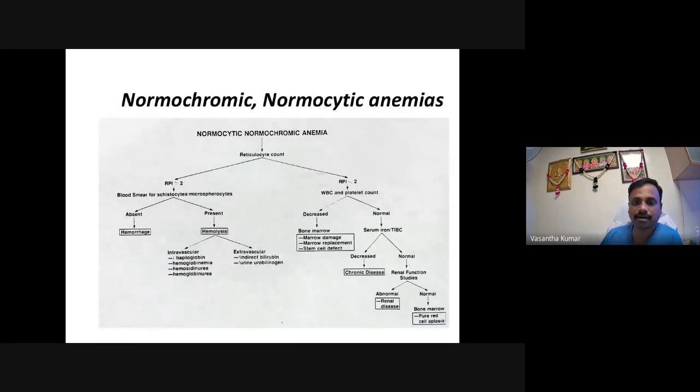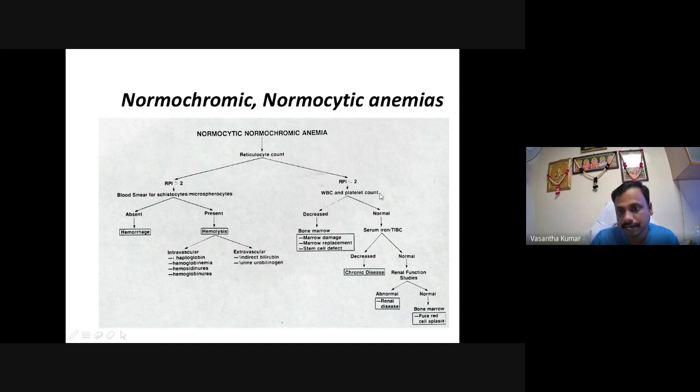In the next slide we see normocytic normochromic anemia. That means the MCV is between 80 and 100. First we see the reticulocyte count as a baseline parameter, and based on the previous flowchart, if the RPI is more than 2, it could be either hemolysis or hemorrhage. If the RPI is less than 2, next we see the WBC count and the platelet count. If the WBC and platelet count are decreased, that means there is pancytopenia, so the entire marrow is not functioning properly. There is a bone marrow suppression.